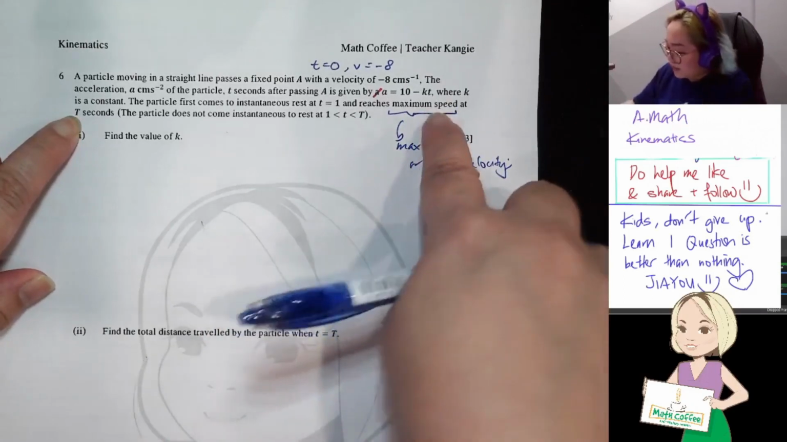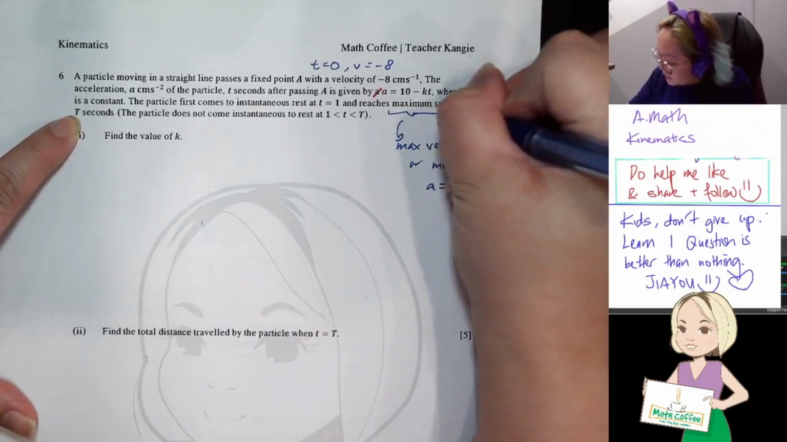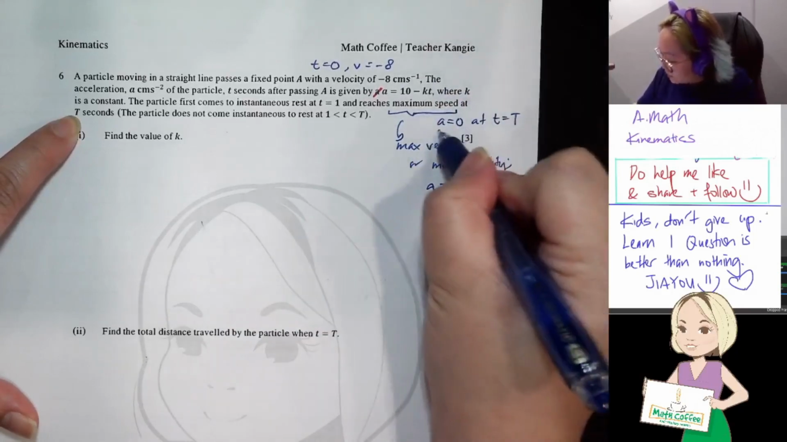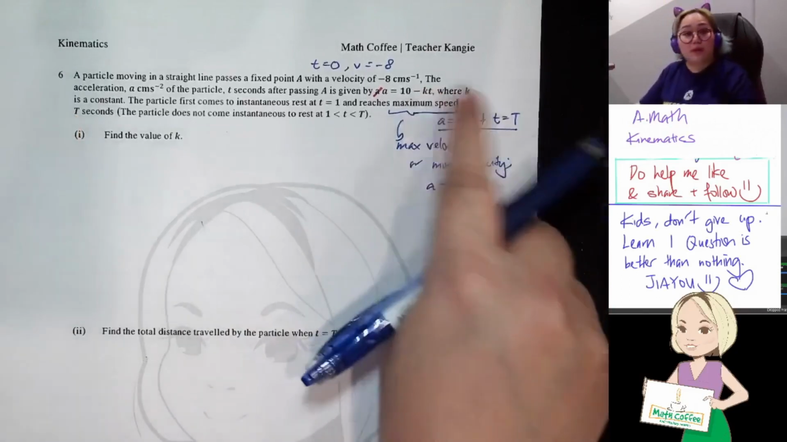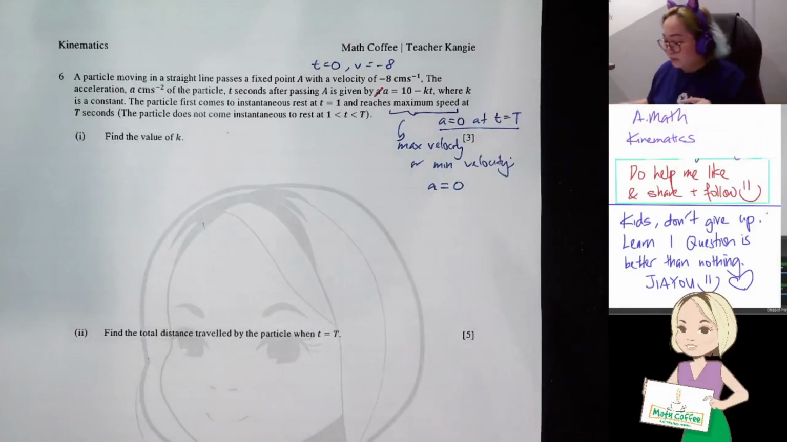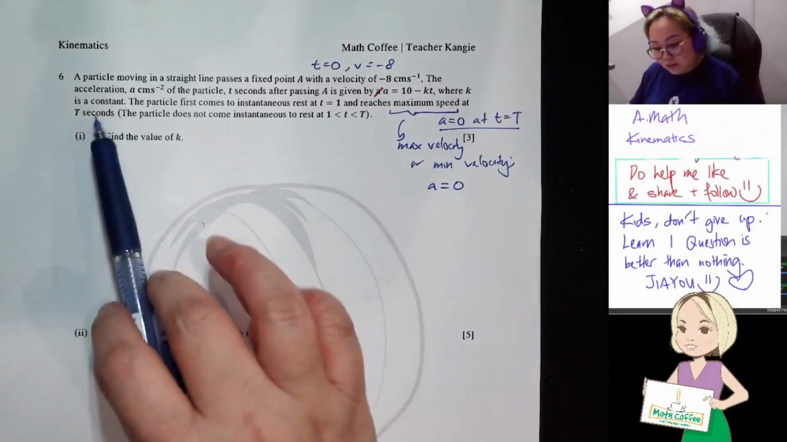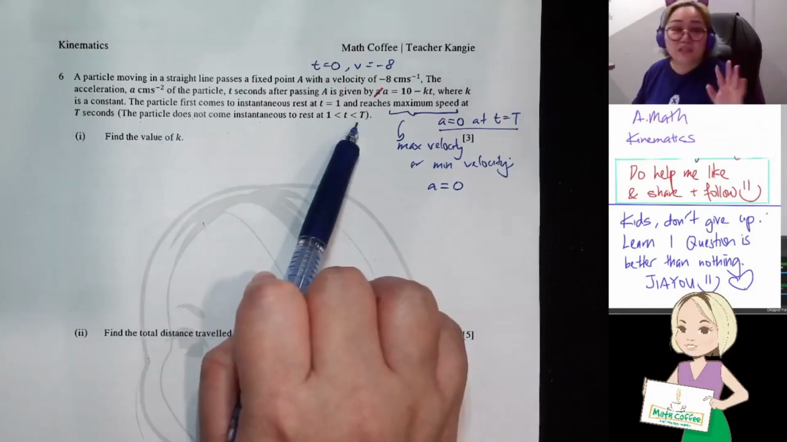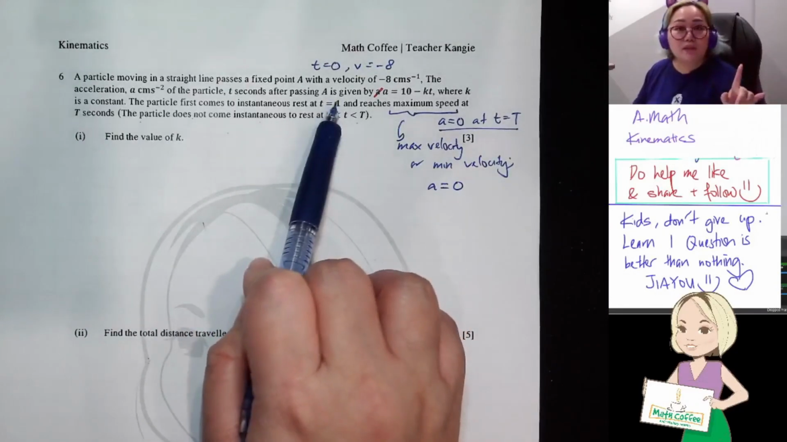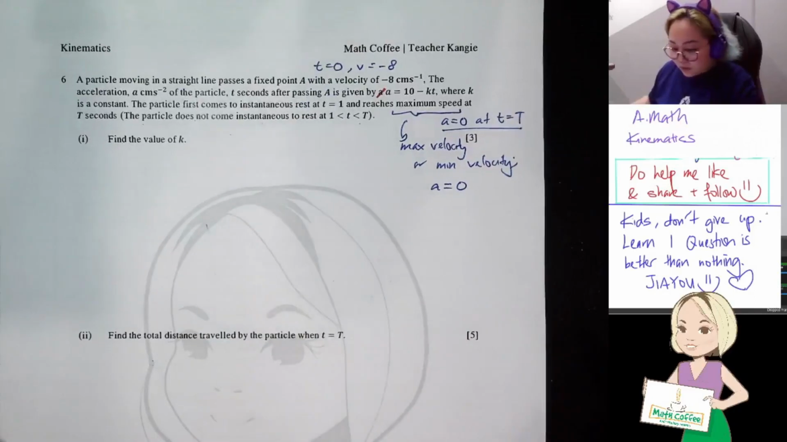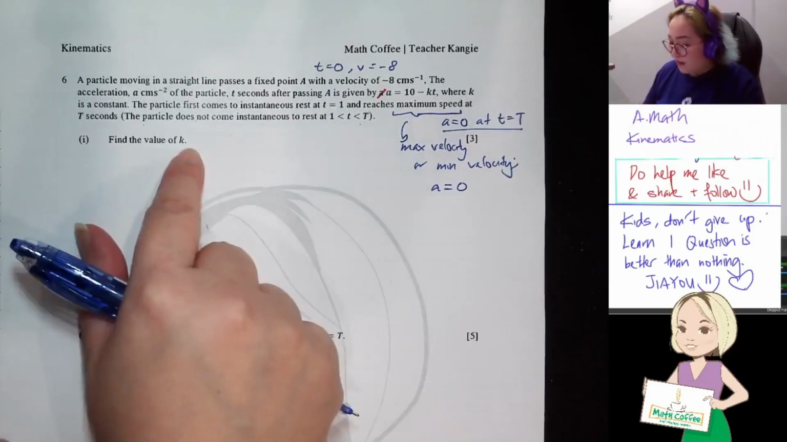So they tell me that it reached maximum speed at big T second. So this is trying to tell me that a is equals to 0 at t equals to T. For now, I don't know how I'm going to use it, but later we will use it. Now they tell me that the particle does not come to rest between this time. So this is just trying to tell you that there's only one turning point, which is t equals to 1. Okay. So now you need to find the value of k.